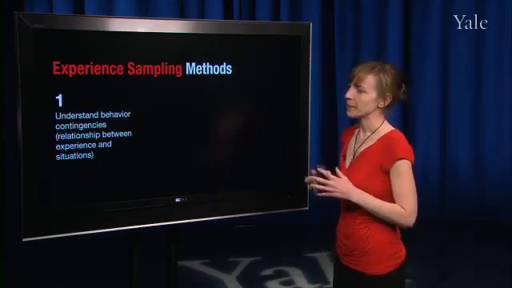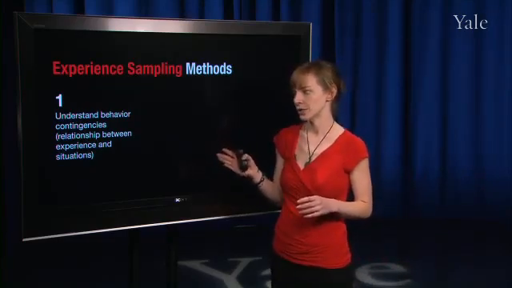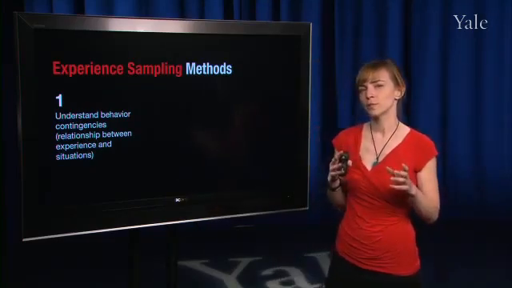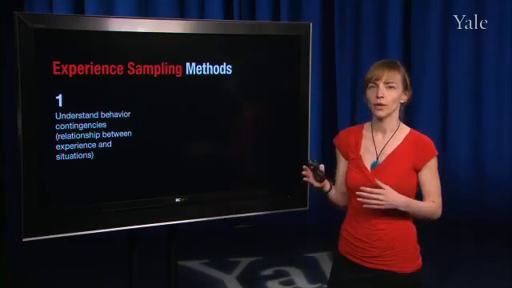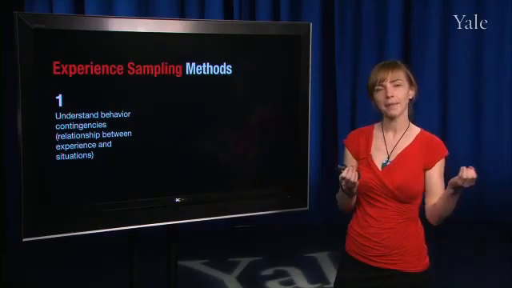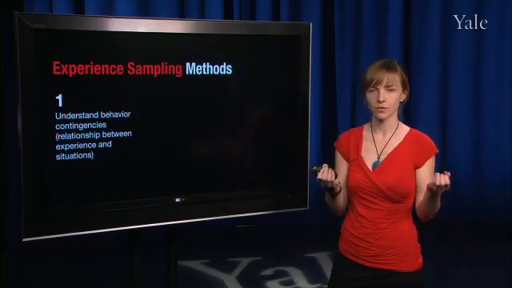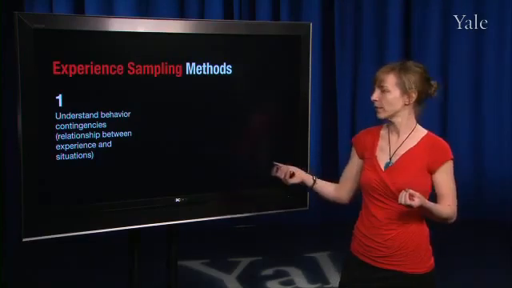So experience sampling methods, one, allow you to understand behavioral contingencies. So you can look at the relationship between the subjective experience of emotion and the actual events occurring in their lives and try to find some important causal link between what happens in your life and how that causes you to feel, or at least understand the association between the two.